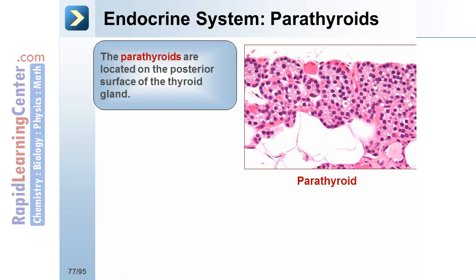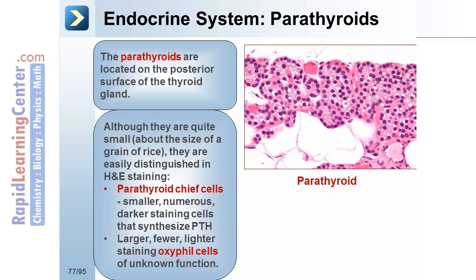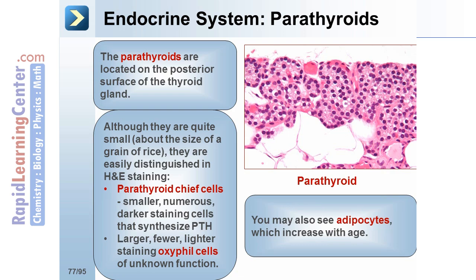The parathyroids are located on the posterior surface of the thyroid gland. Although they are quite small, about the size of a grain of rice, they are easily distinguished in H&E staining, where you may recognize parathyroid chief cells as smaller, numerous, darker staining cells that synthesize PTH, and larger, fewer, lighter staining oxyphil cells of unknown function. You may also see adipocytes, which increase with age.